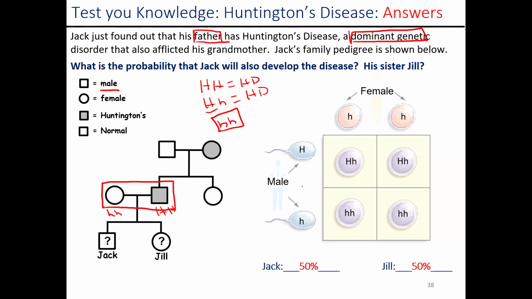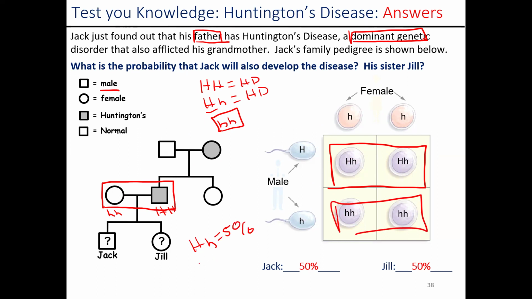So in this case, we would just go ahead and plug these in. We have our P1, P2 over here, and then we're going to go ahead and cross this right here. And you can see we have two heterozygous, heterozygous for big H, little h, or 50%. And then over here, you can see we have two little h's, giving us another 50%.